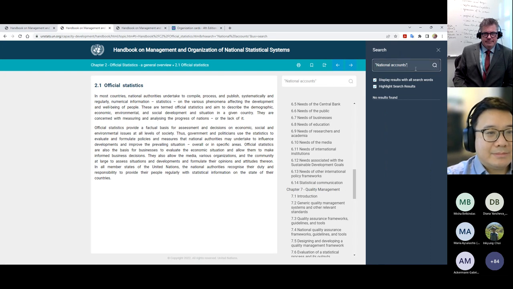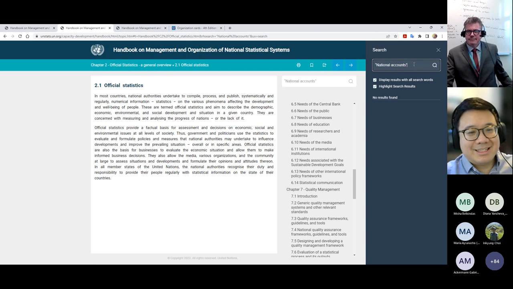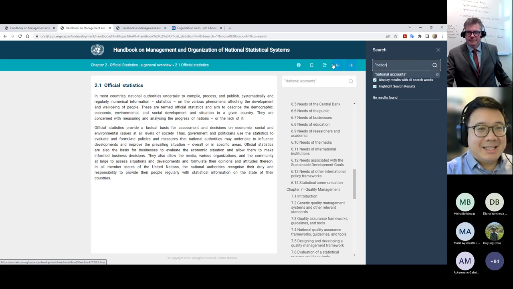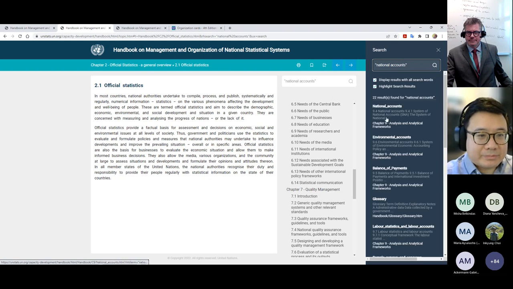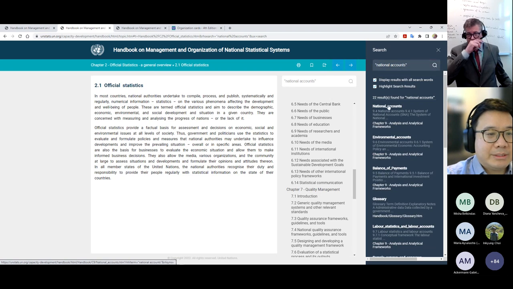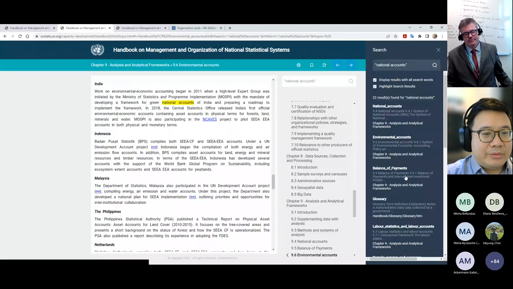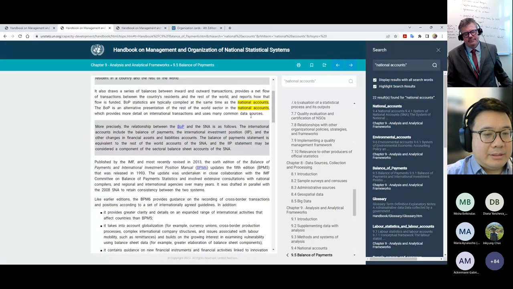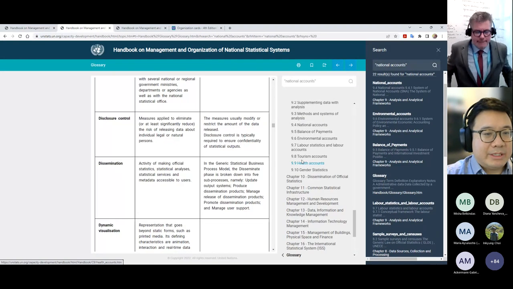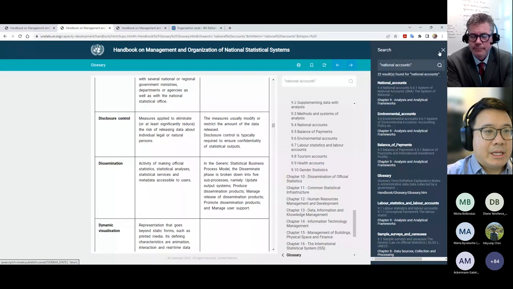And it's not working, of course. So here we have all the listings of national accounts throughout the yearbook. Here we have section 9.4. It brought me right away, but also throughout the handbook, it'll show me wherever national accounts is mentioned.